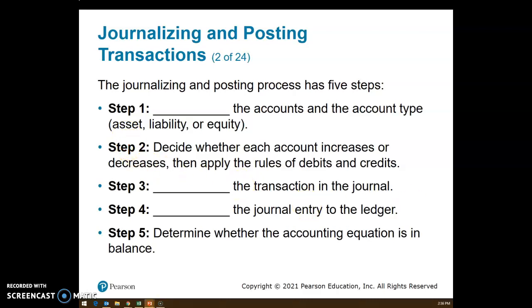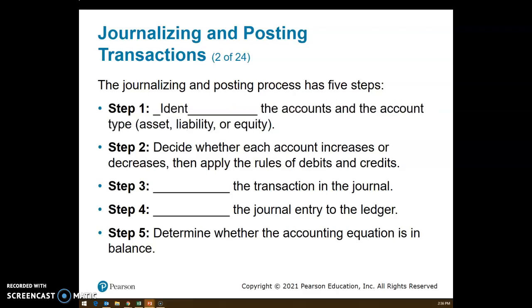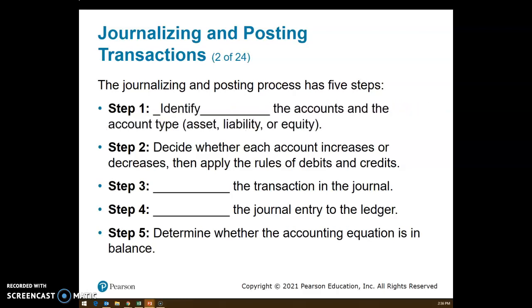So step 1 is to identify the accounts and the account type. Is it an asset, a liability, or an equity? Okay. Step 2 is to decide whether each account increases or decreases, and then apply the rules of debits and credits. So you have to do step 1 before you can establish step 2.